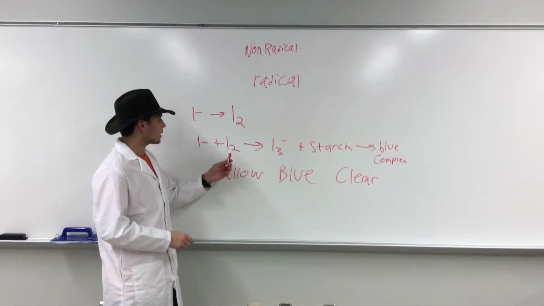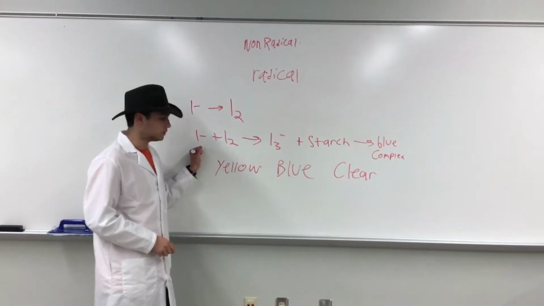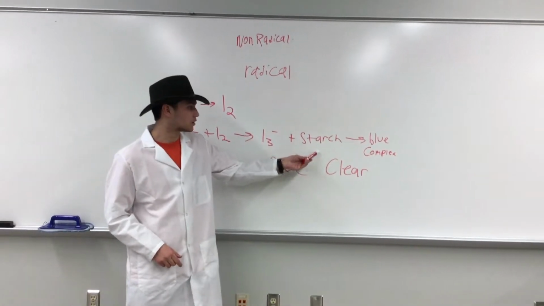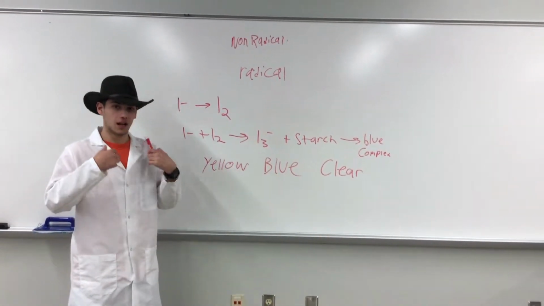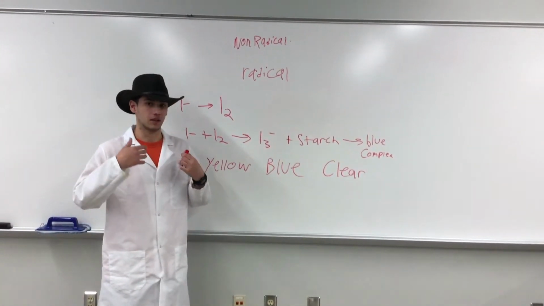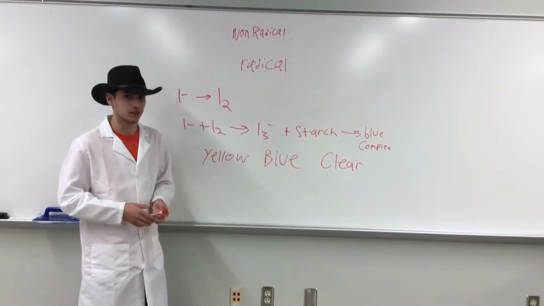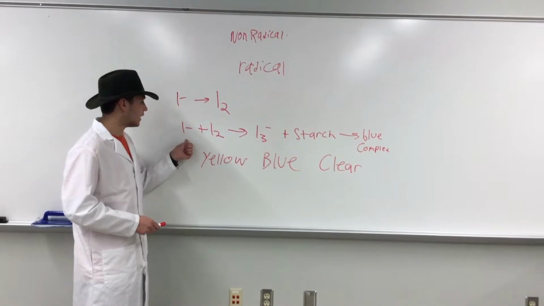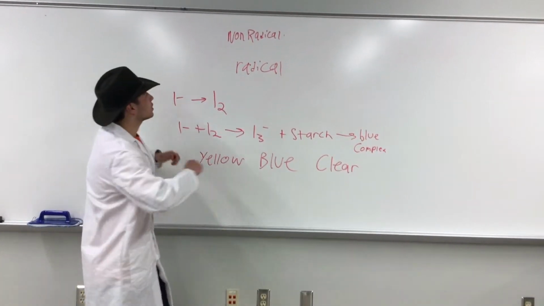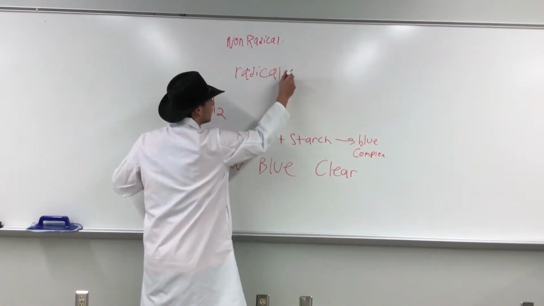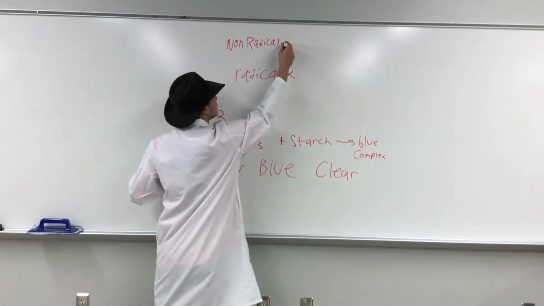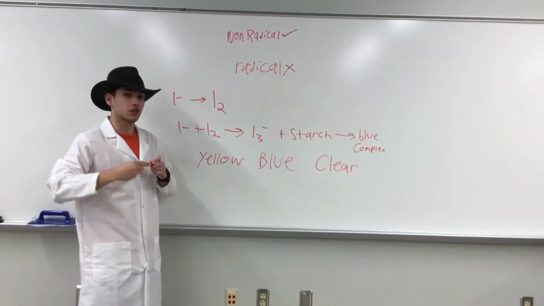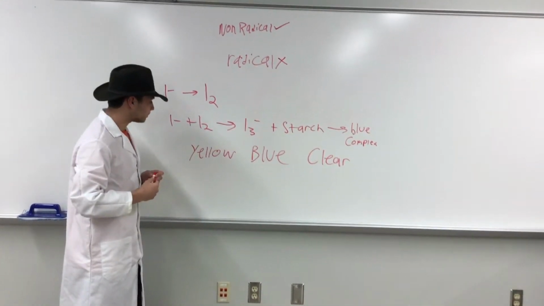Iodine reacts with iodide in solution to form triiodide. Triiodide will react with starch to form the dark blue complex. As more of the blue complex builds up, the darker and darker it gets. So, at this point, there's enough iodide in solution to start to end the radical process and to start the non-radical process. This is because the non-radical process uses iodide.